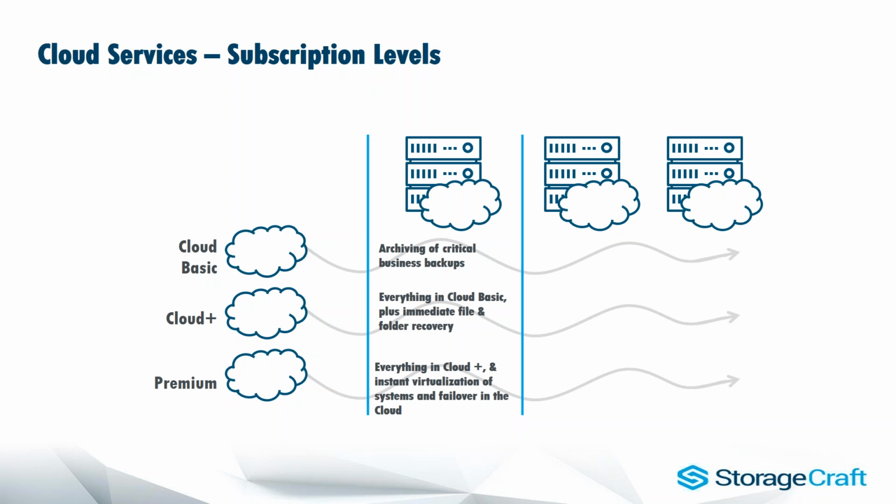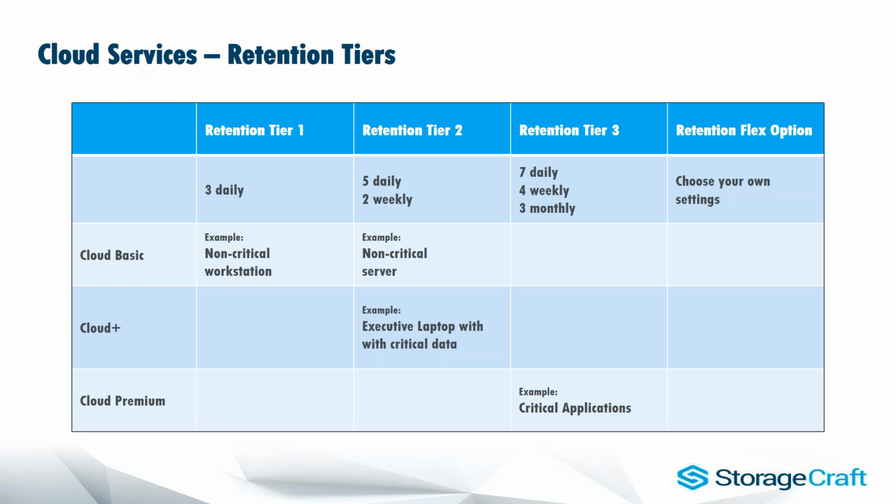So of all of these services, the one I'm going to promote most is Cloud Premium, because that's really where we're giving you bang for your buck. This is where we're spinning up machines in the cloud in the event of a machine or indeed a site outage on the customer site. We also have different retention tiers. So we have retention tier 1, tier 2, tier 3, or indeed a retention flex option if those specific retention tiers are not to your requirement.